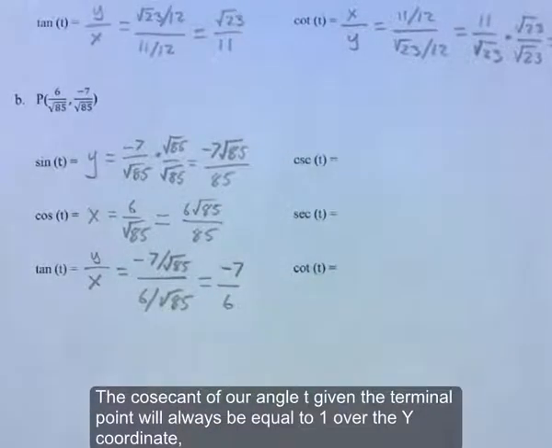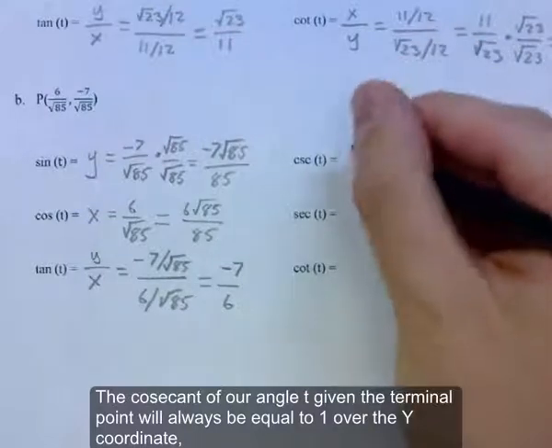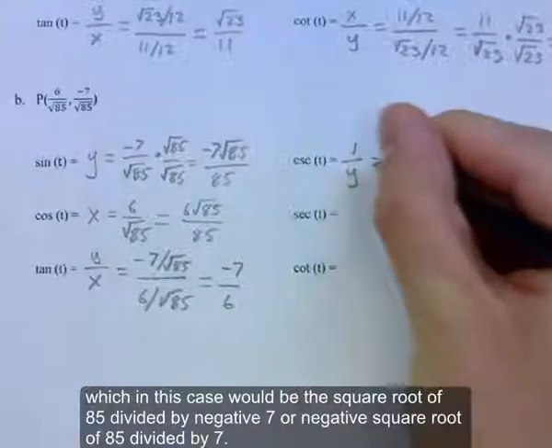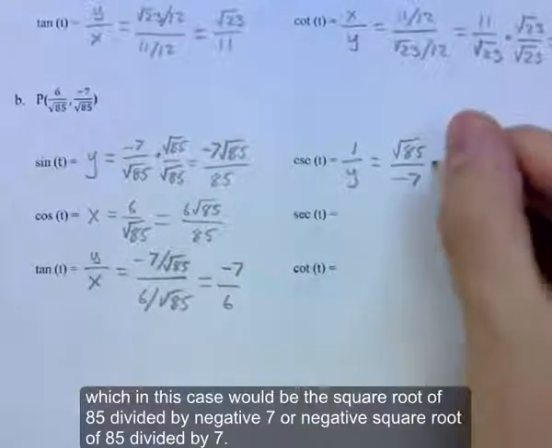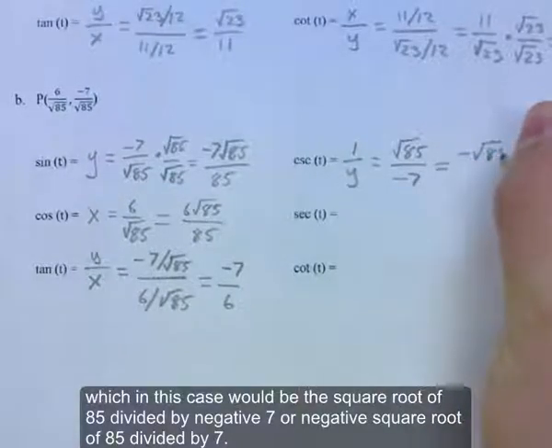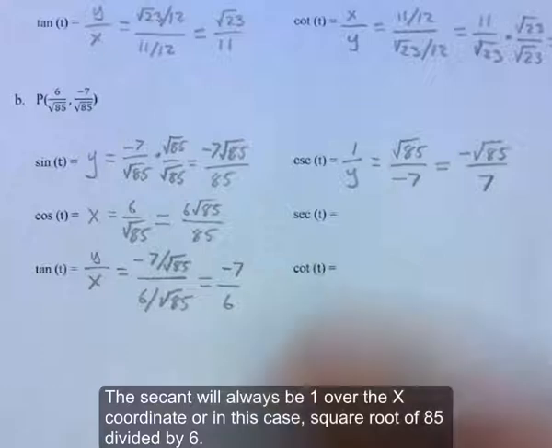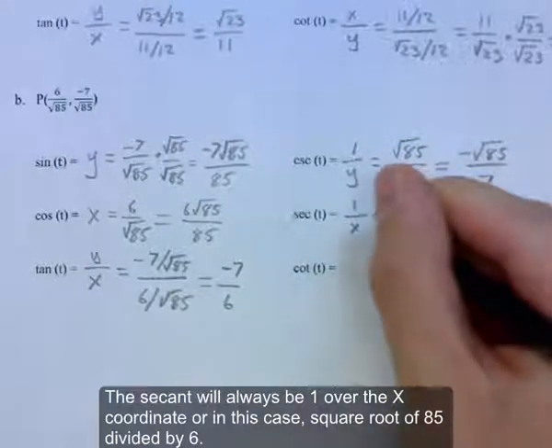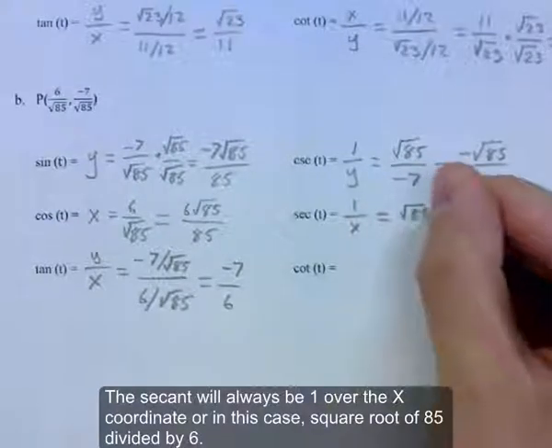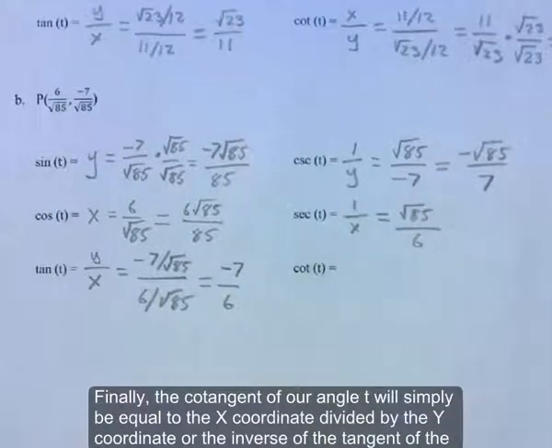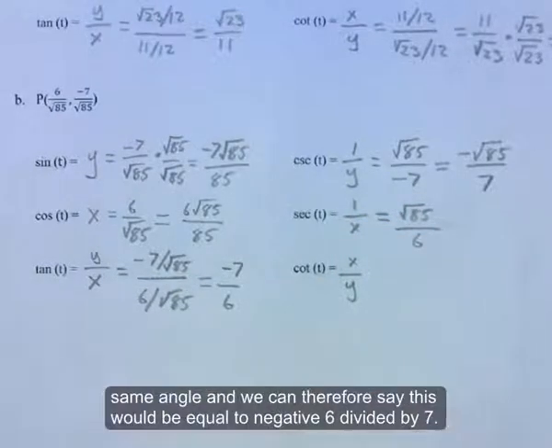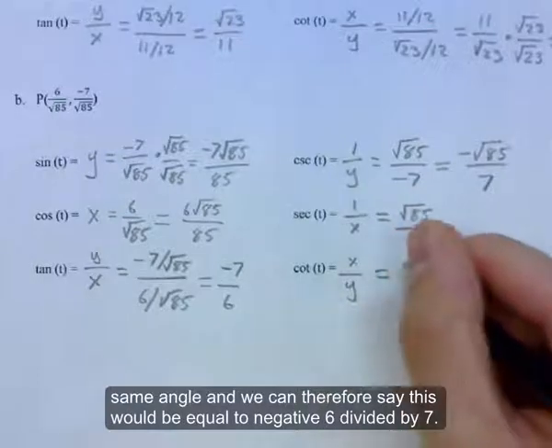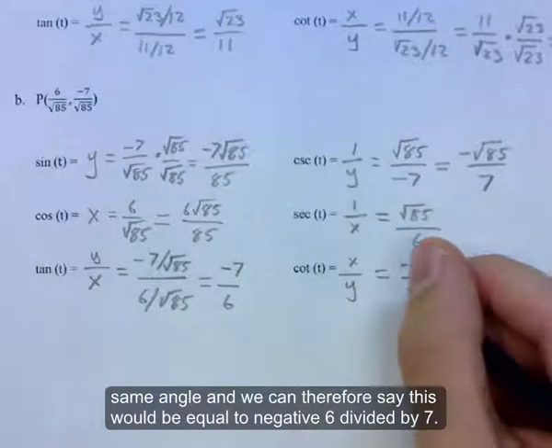The cosecant of our angle t given the terminal point will always be equal to 1 over the y-coordinate, which in this case will be the square root of 85 divided by negative 7, or negative square root of 85 divided by 7. The secant will always be 1 over the x-coordinate, or in this case, square root of 85 divided by 6. Finally, the cotangent of our angle t will simply be equal to the x-coordinate divided by the y-coordinate, or the inverse of the tangent of the same angle, and we can therefore say this will be equal to negative 6 divided by 7.